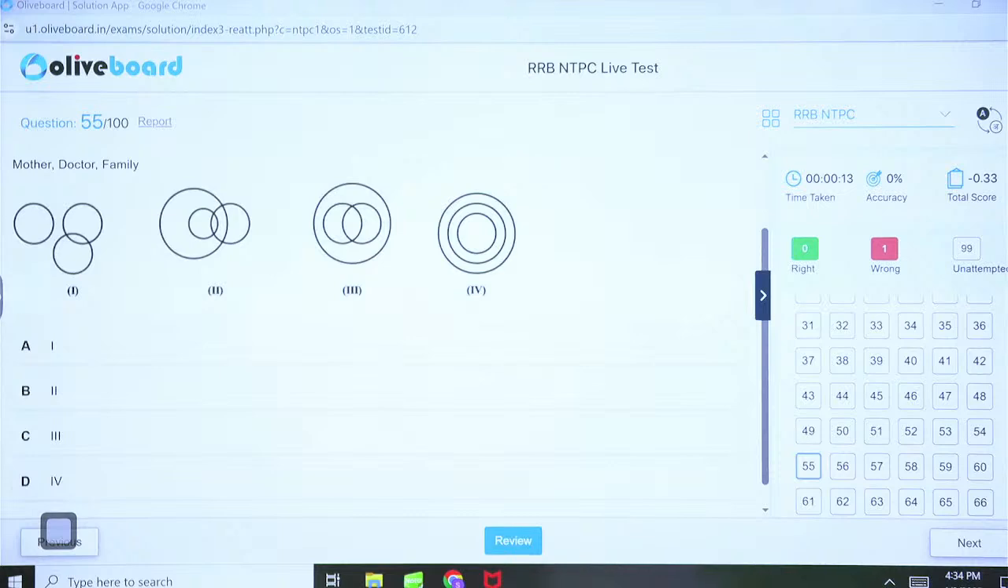Mother, doctor, family. Some mothers can be doctors. Some doctors can be mothers. But they all have a family. According to me, figure 3 should be the correct answer. What do you think?